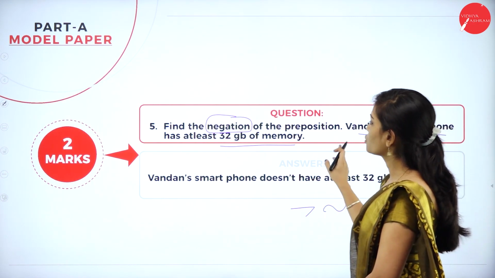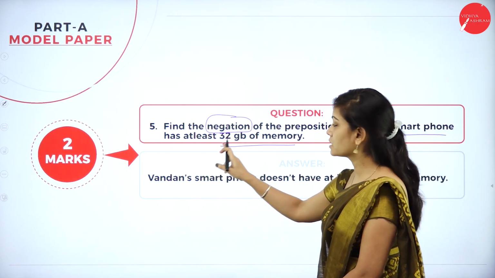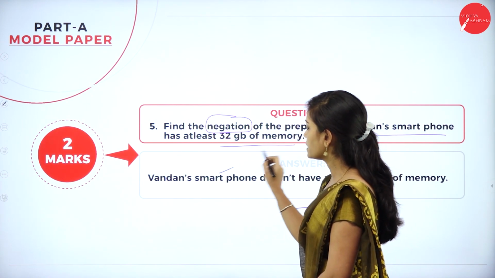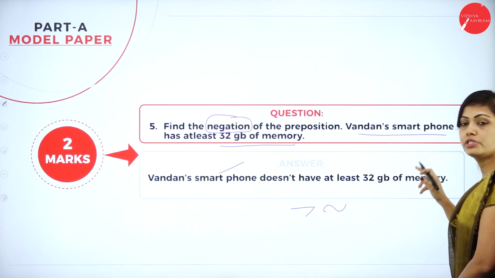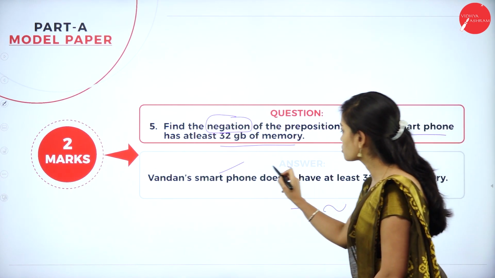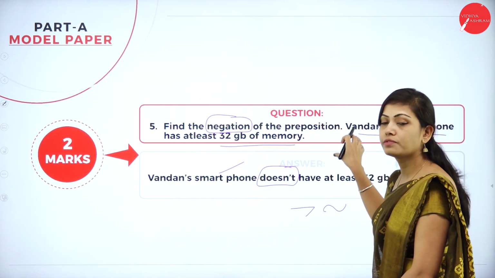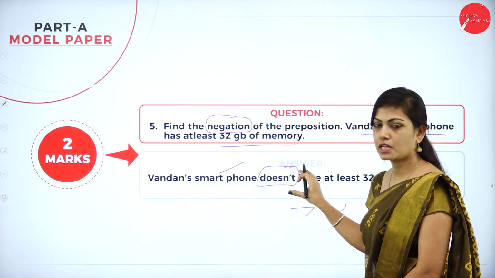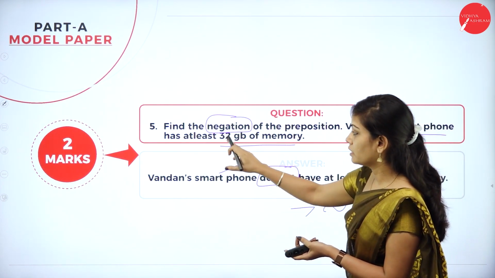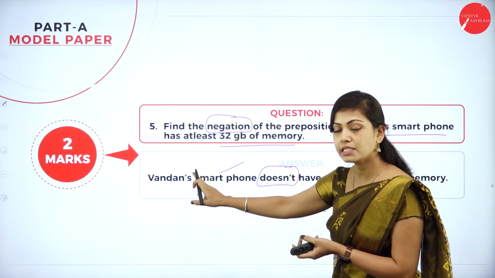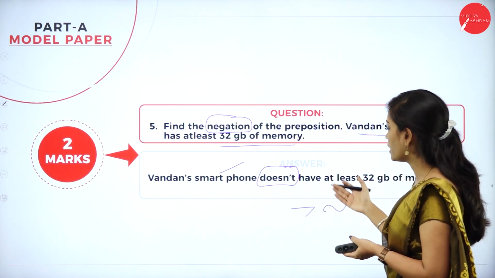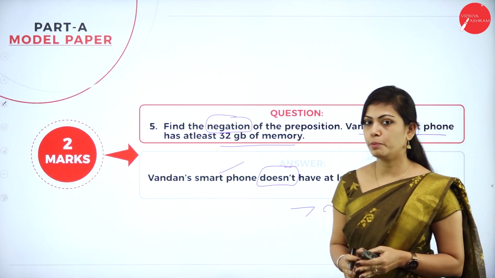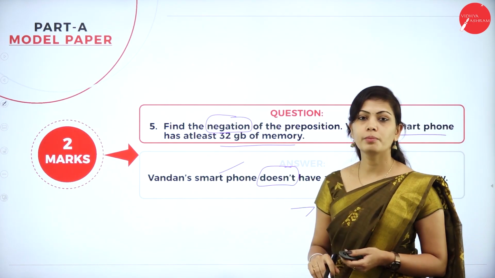Is it right? Vandana's smartphone has at least 32 GB of memory. So what is the answer? Vandana's smartphone does not have at least 32 GB of memory. So this is called the negation of the given statement. Clear? Negation means: Vandana's smartphone has at least 32 GB of memory, and what is the negation? Vandana's smartphone does not have at least 32 GB of memory. This is for 2 marks.